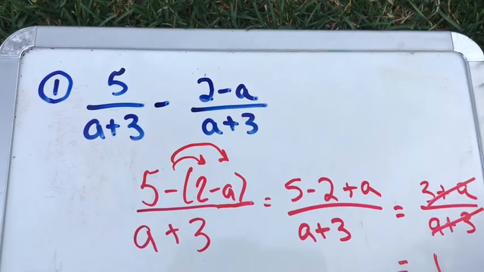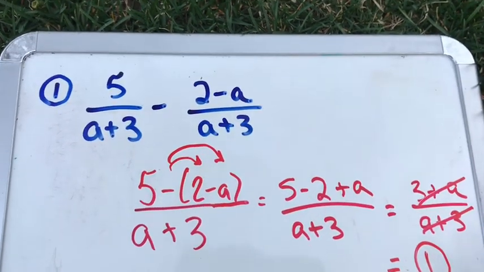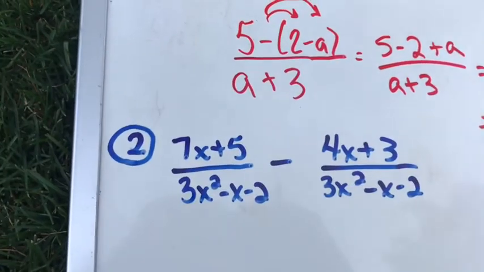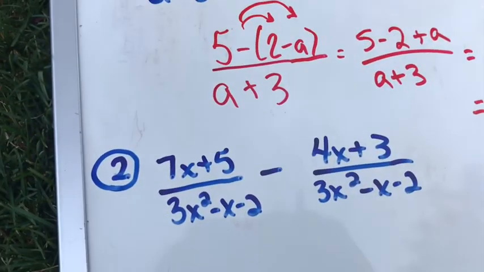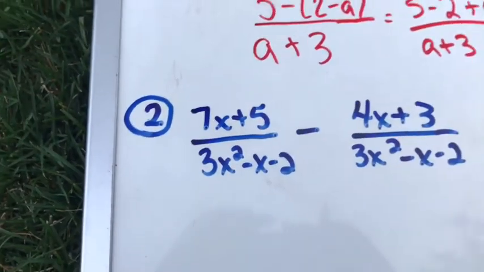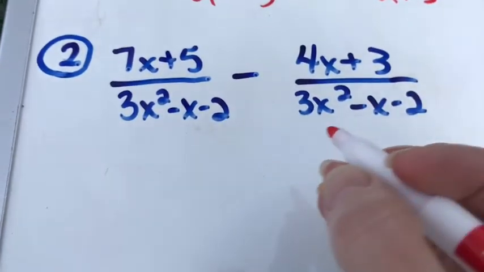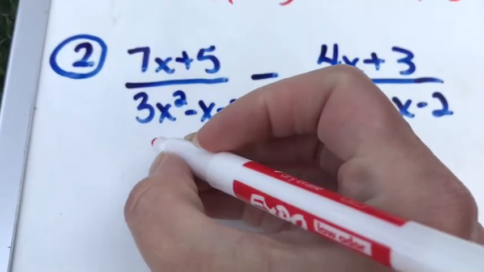Yes, it's 1. That's our answer. Okay, so our answer is 1 here. Excellent. All right, now if we look at this one, it is lovely, but it still has a common denominator, so that makes it kind of nice. Okay, but we'll need to factor it.